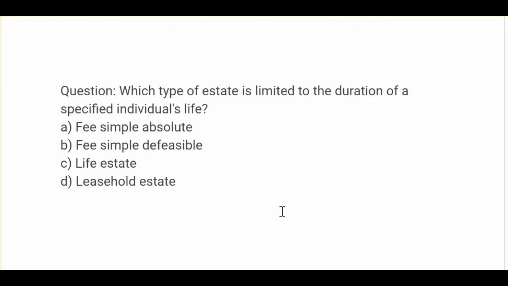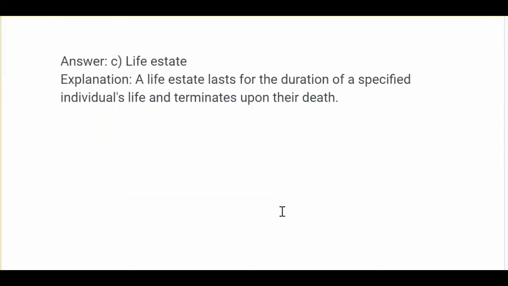Which type of estate is limited to the duration of a specified individual's life? A, fee simple absolute, B, fee simple defeasible, C, life estate, D, leasehold estate. Answer, life estate. A life estate lasts for the duration of a specified individual's life and terminates upon their death.